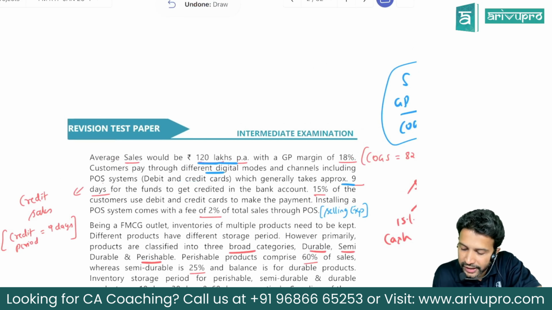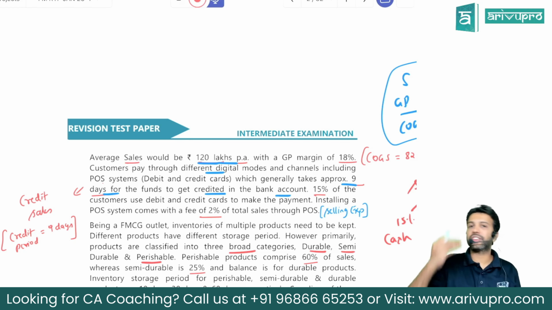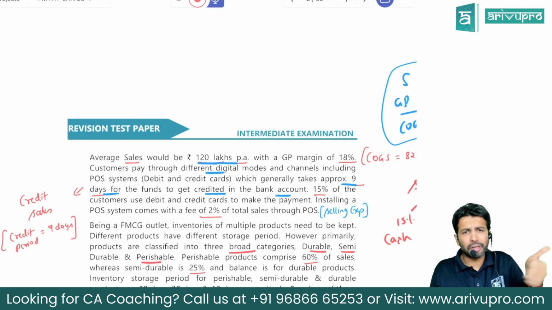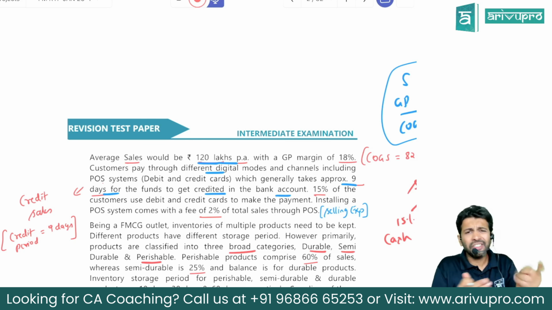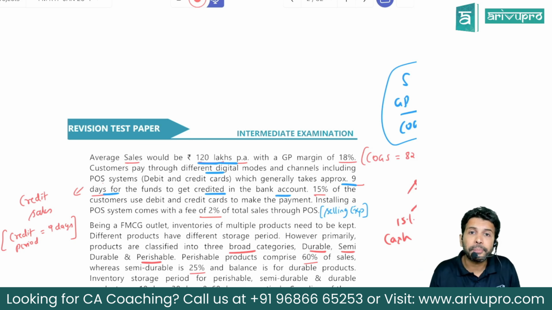Okay, which generally takes about 9 days approximately for the funds to get credited into the bank account. Stop there. So we have various means through which a customer can make the payment. Maybe some customers pay through cash. Some customers may make payment through UPI. All that is immediate.